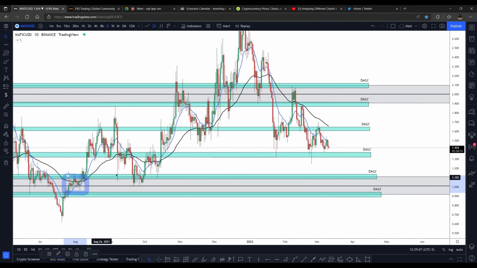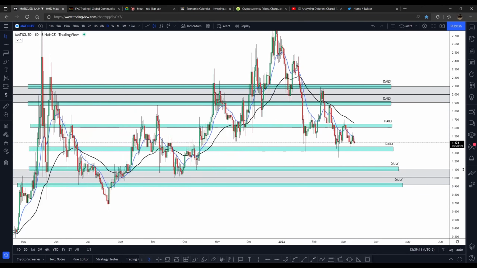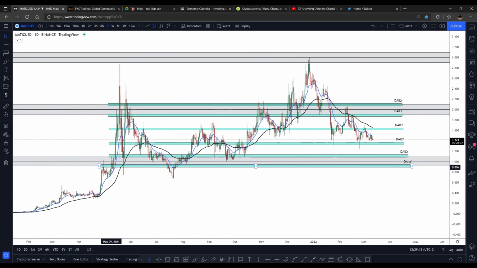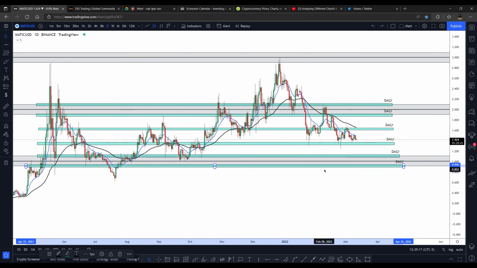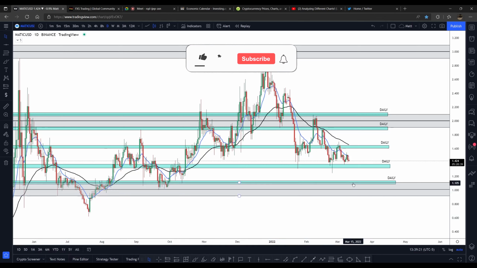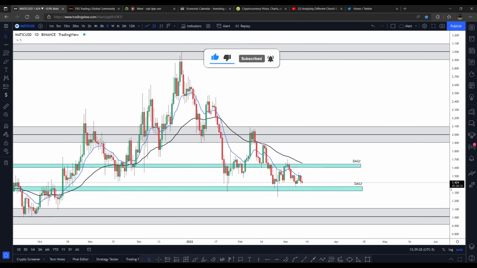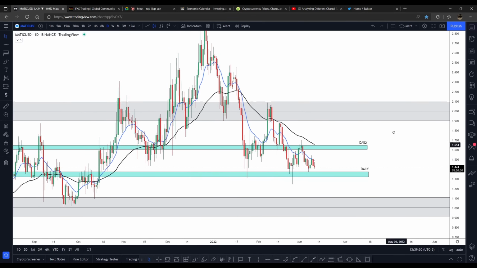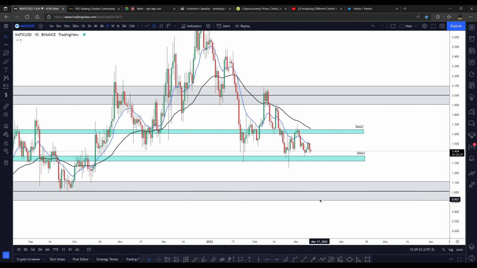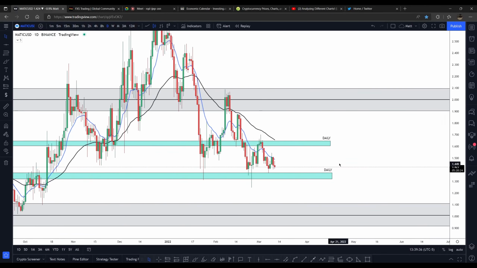I have these zones extended now, and if you want to, you don't have to extend all the way to the left. You could just pay attention to the most recent price action if you want to keep it cleaner. And like I mentioned a minute ago, I simply delete the ones that are around my weekly zone, although in the back of my mind, I'm aware that they exist. I just don't have them drawn to keep the chart a bit cleaner.